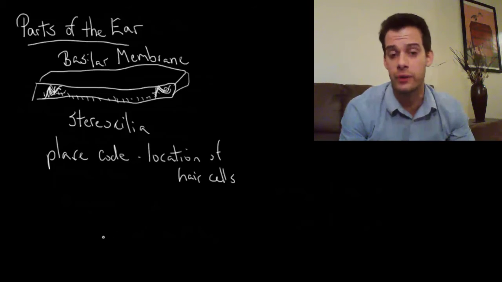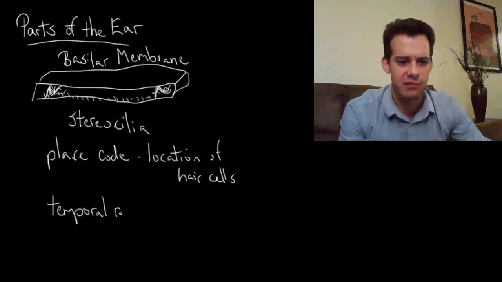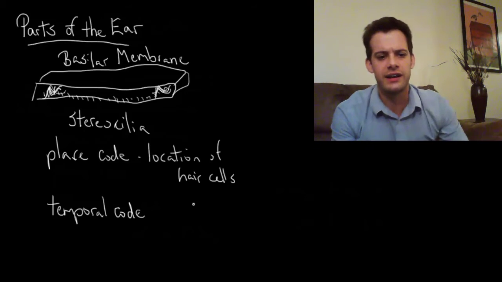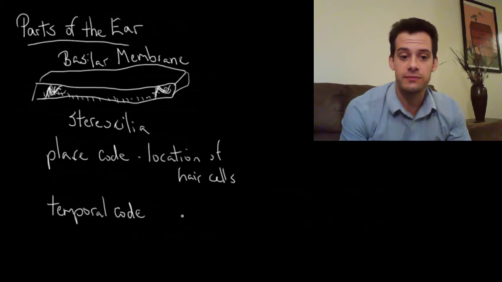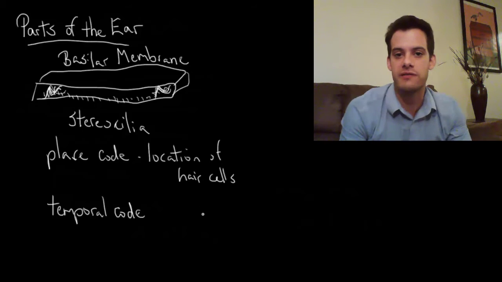This isn't the only way that we know about pitch. It's combined with another approach called temporal code. So the temporal code is the idea that the neurons that are sending these messages can fire at different rates. And so the idea of temporal code is that different frequencies can stimulate these neurons to fire at different rates.